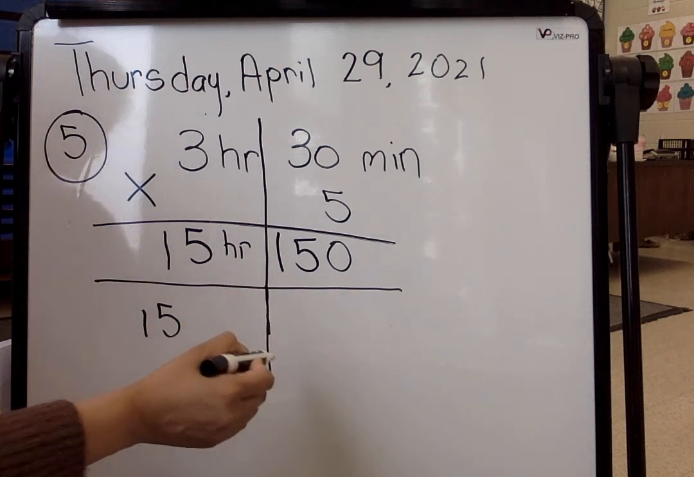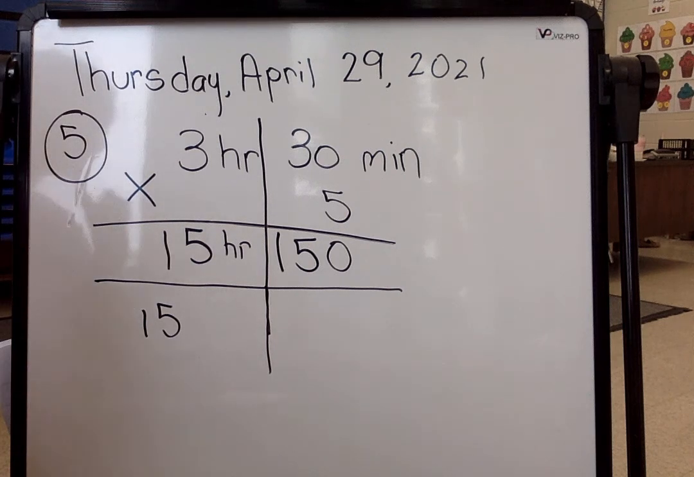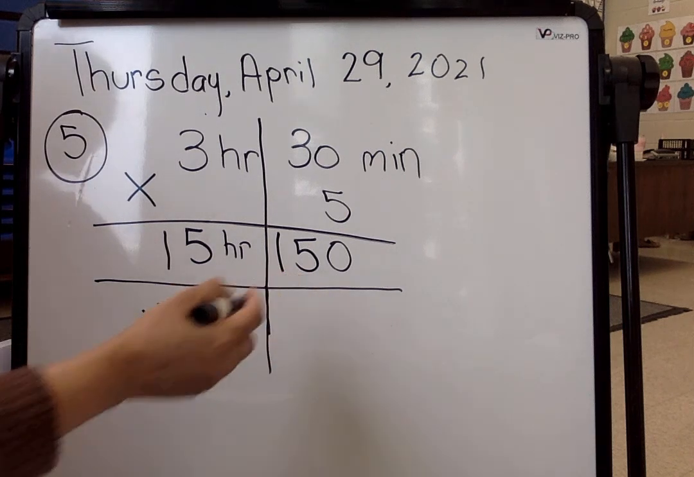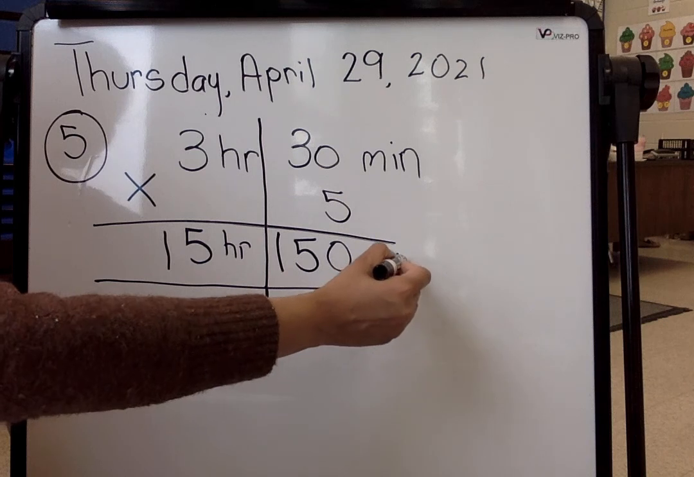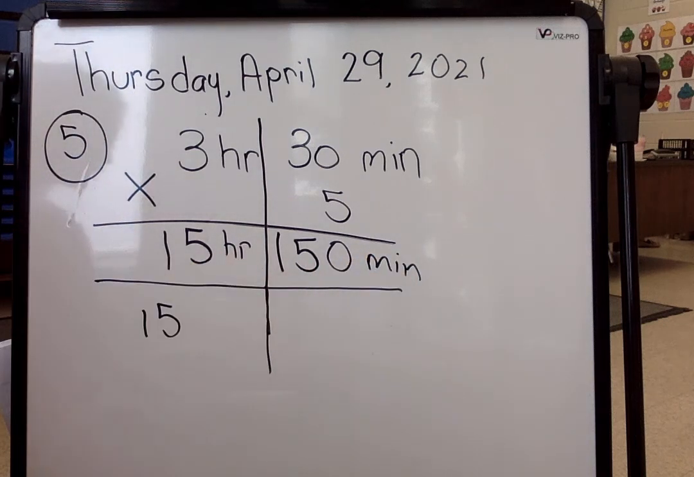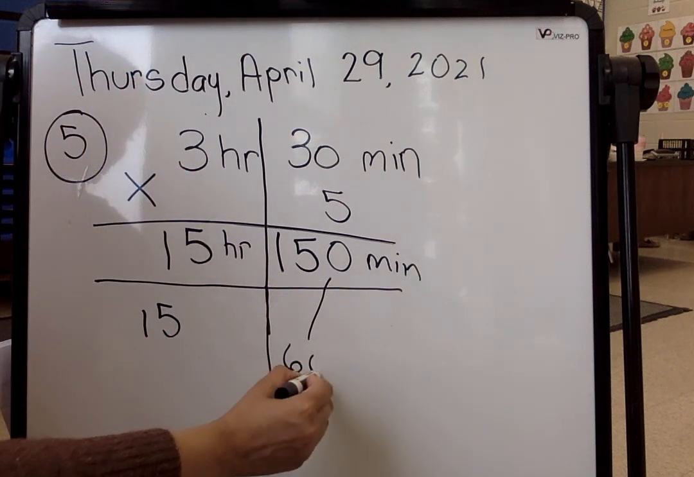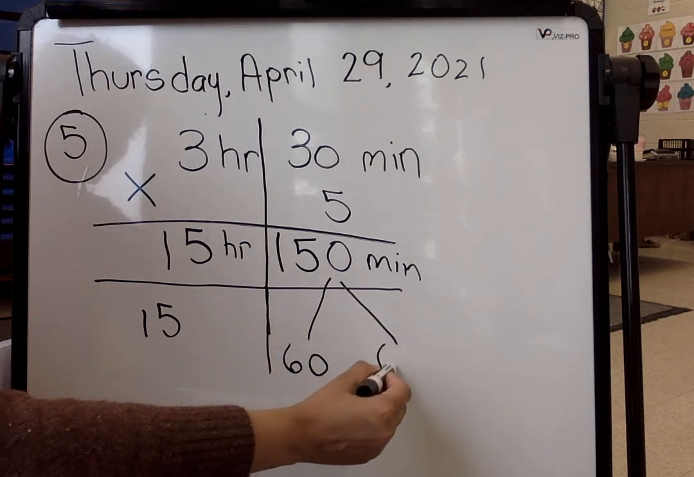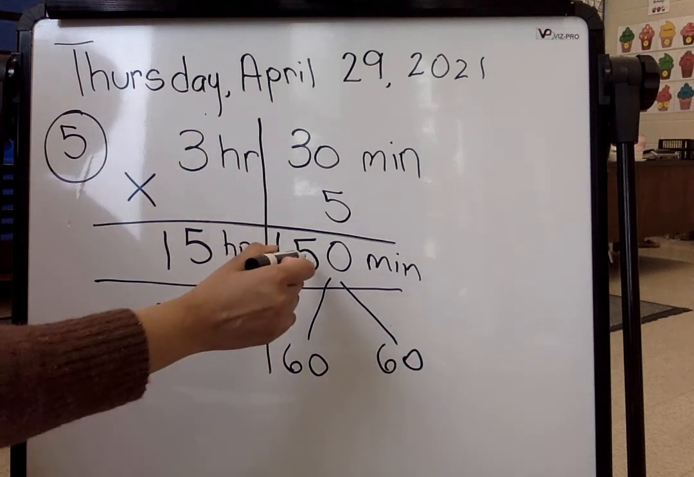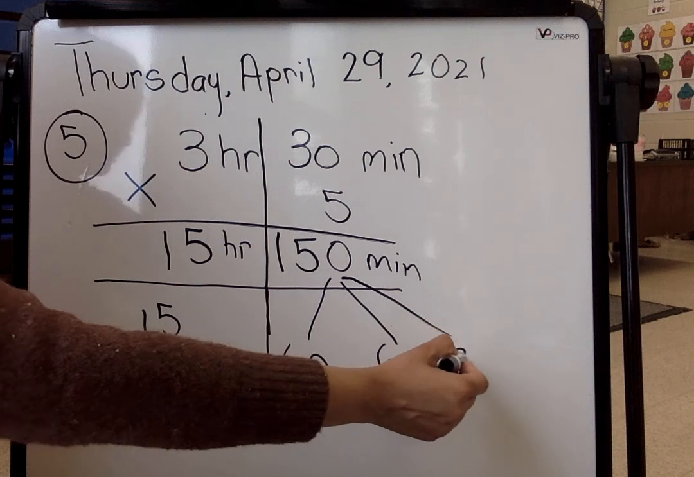How many minutes are there in 1 hour? 60 minutes. We have 150 minutes. How many 60s are there in 150? Well, there are 2 60s. There's 60, there's another 60, and then we are left with 30.